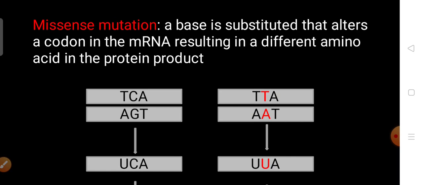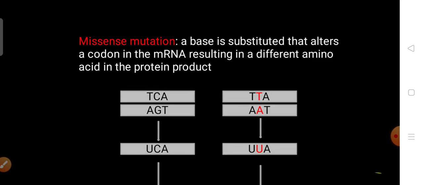Because there is base pair substitution. If a substitution of a base takes place in the gene, it alters the codon in the mRNA, leading to the addition of a different amino acid, and this causes missense mutation. The best example of missense mutation in human beings is sickle cell anemia.